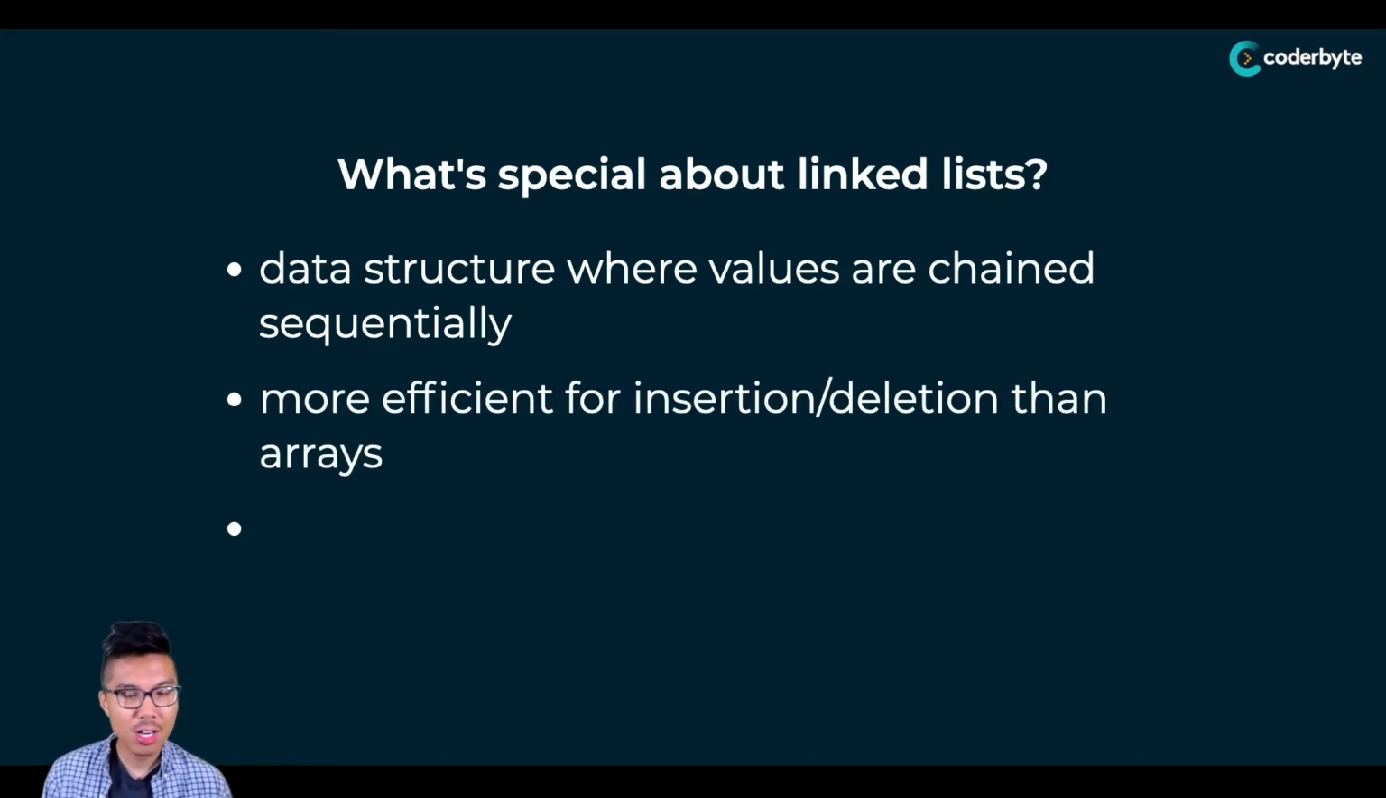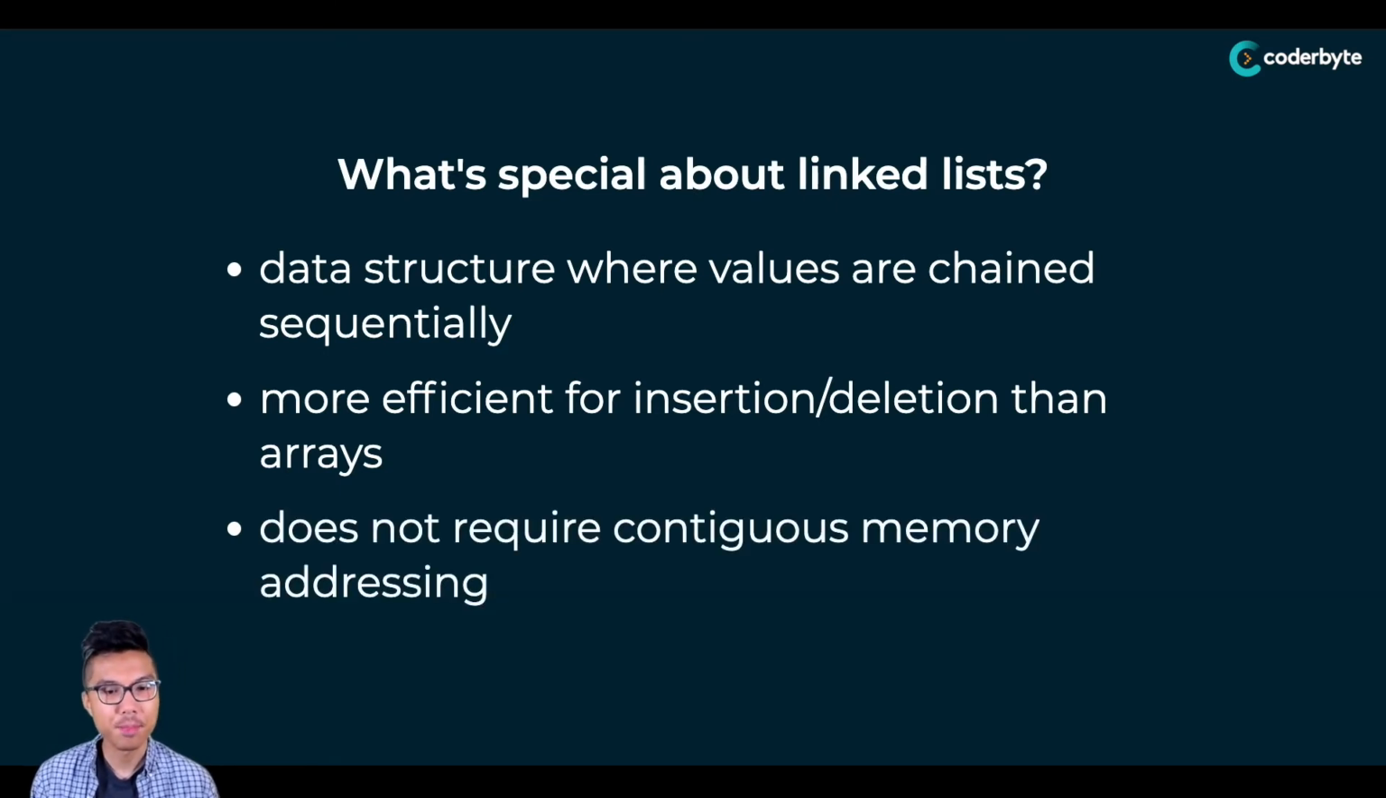Mainly, linked lists are going to be pretty efficient when it comes to insertion and deletion compared to other data structures like arrays. Another cool advantage of linked lists is how they're stored in memory. What we say is that linked lists don't require contiguous memory to be stored. Here what we're saying is that when you store a linked list in your computer's memory, it is not required that those memory addresses are next to each other.